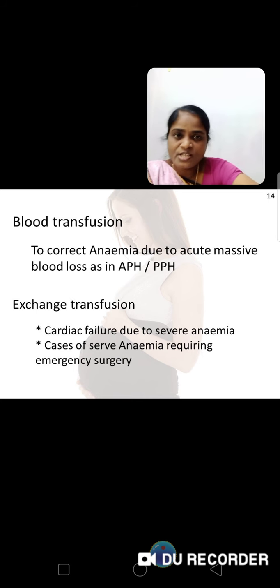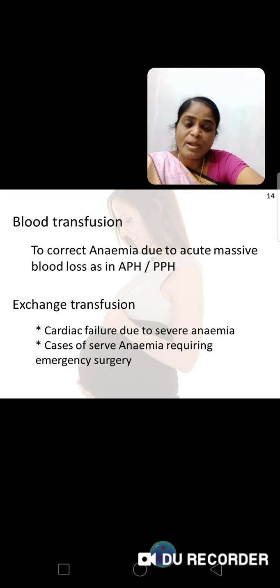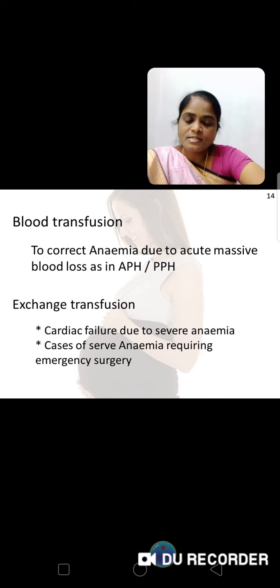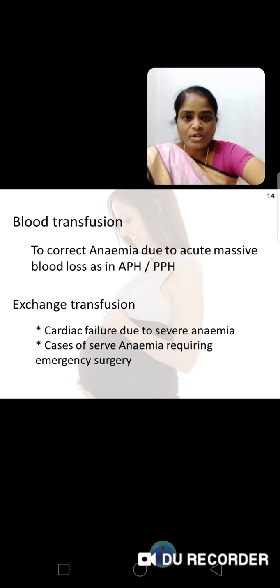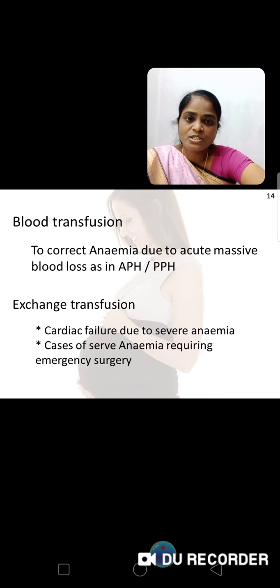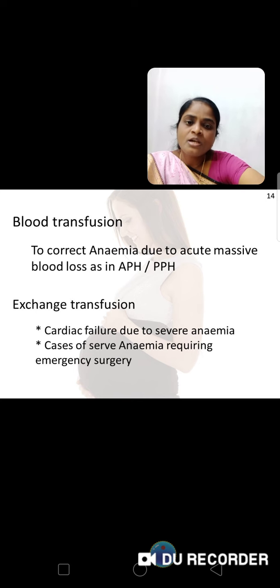So that exchange transfusion, exchanging the packed blood cells. So we are infusing the packed cells inside, and we are taking out the defective blood. So that thalassemia, sickle cell anemia and all. So we can do this for cardiac failure and all. We can prevent this maternal death and all. So during the time, exchange transfusion we can go for that. That's all about the treatment methods.